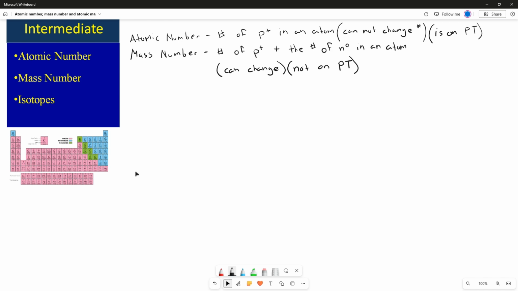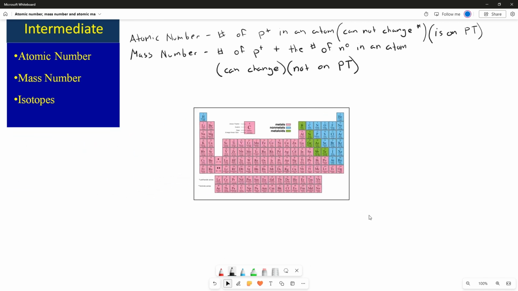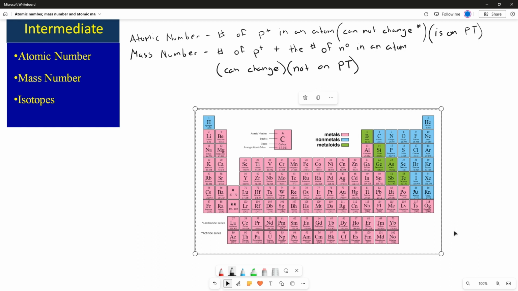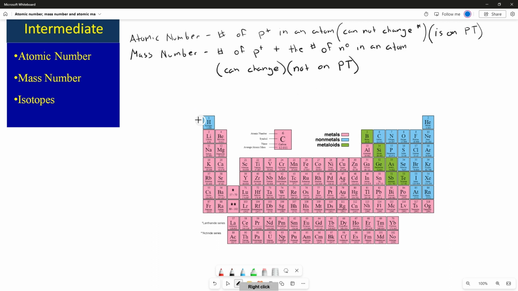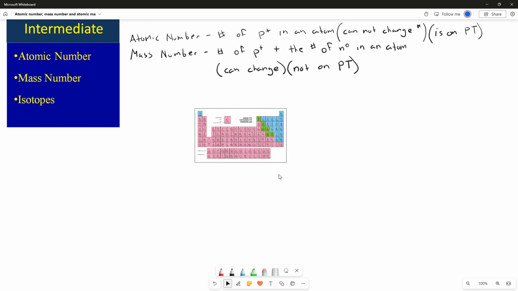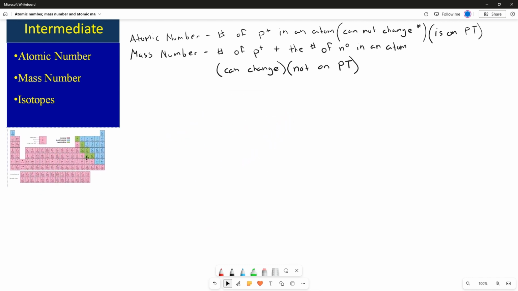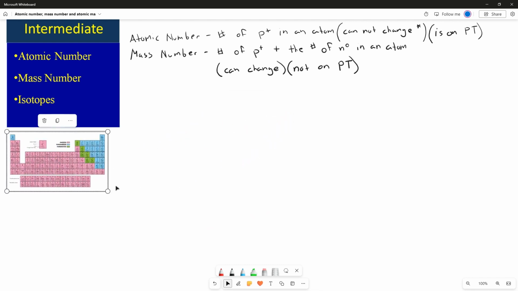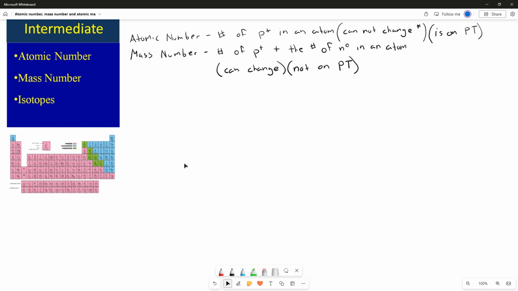So if we again pull up this periodic table, the whole numbers at the top here are the atomic number. The decimal numbers down here are not the mass number. Don't think that they are. Mass numbers typically are not shown on the periodic table. So mass numbers are the number of protons plus the number of neutrons in an atom. And if the mass number for an atom can change, well, then that must mean the number of neutrons in the atom can change, because we already said the number of protons in an atom cannot change.